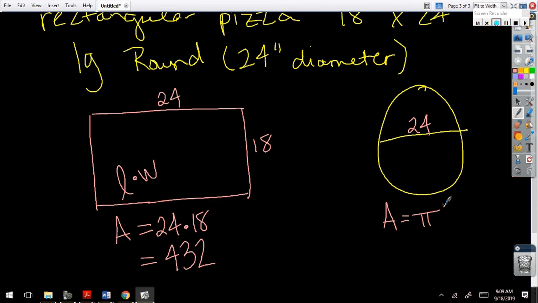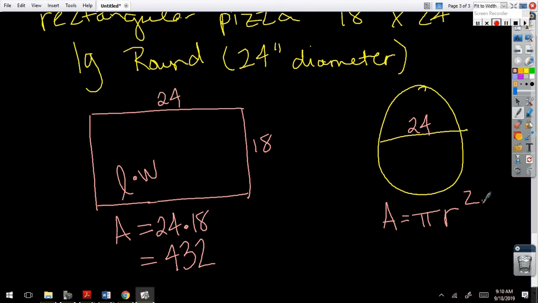All right, so my question to you then is, what is the radius of the pizza? Look at the picture, y'all. 24 times 3.14. Wait. Is the radius 24? No, the diameter is 24. What is the radius? 12. The radius is always half the diameter. Diameter goes all the way across. Radius is half of that.